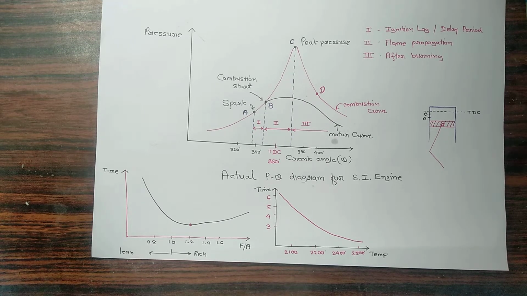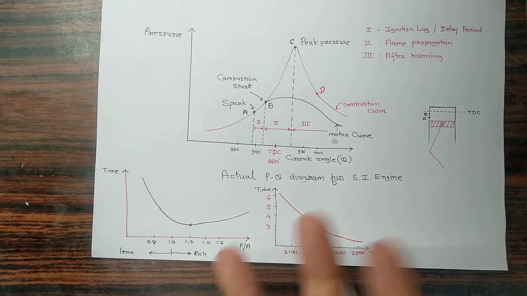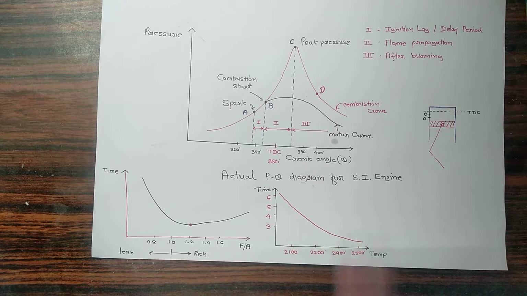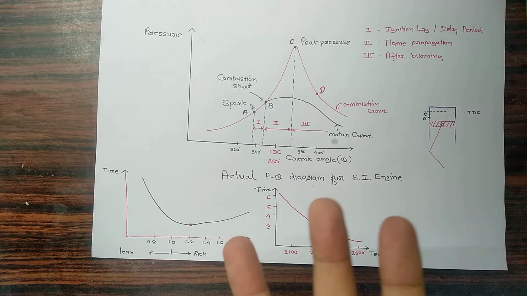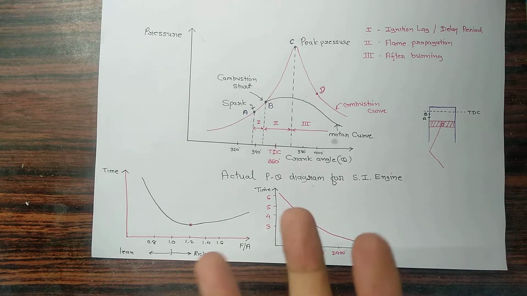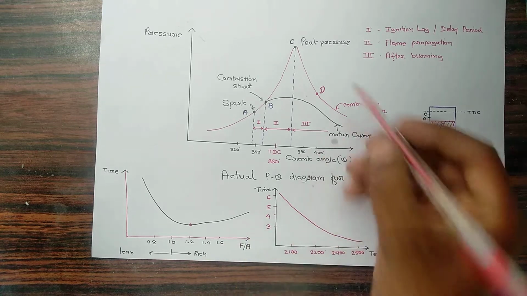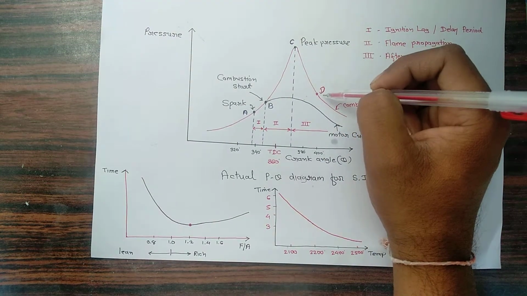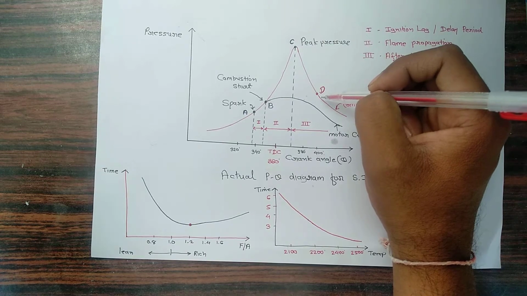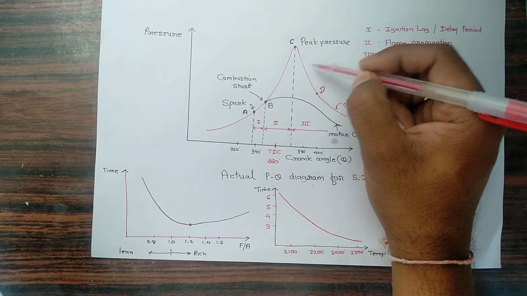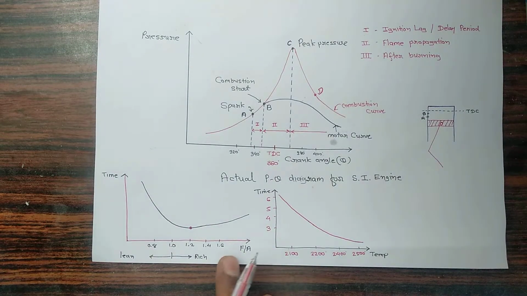At the same time, heat is liberated due to the chemical reactions caused by recombination. Generally, dissociation absorbs heat, but recombination releases heat. So during recombination it releases heat, and the temperature will increase from C to D. Clear? So during the expansion stroke the exhaust temperature will increase.